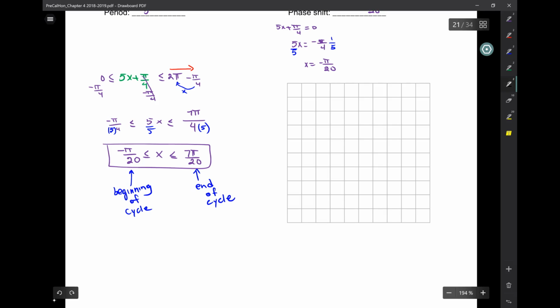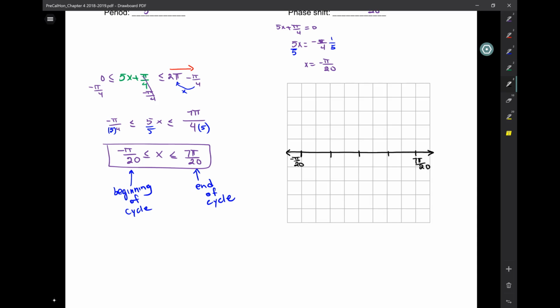So, now I draw the x-axis. Here, I put the beginning of the cycle, negative pi over 20. And then I'm going to go 4 marks over. In order to give myself some space, I'm going to count doubles. So 1, 2, 3, 4. I'm just going to spread it out. Here is the end of the cycle, 7 pi over 20.